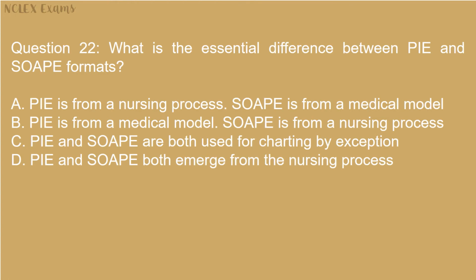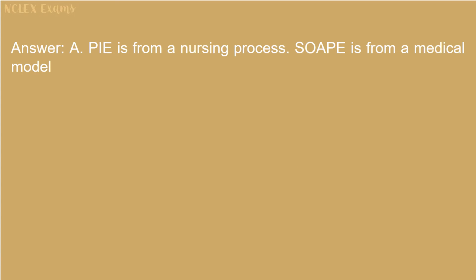Question 22. What is the essential difference between PIE and SOAP formats? A. PIE is from a nursing process. SOAP is from a medical model. B. PIE is from a medical model. SOAP is from a nursing process. C. PIE and SOAP are both used for charting by exception. D. PIE and SOAP both emerge from the nursing process. Answer: A. PIE is from a nursing process. SOAP is from a medical model.